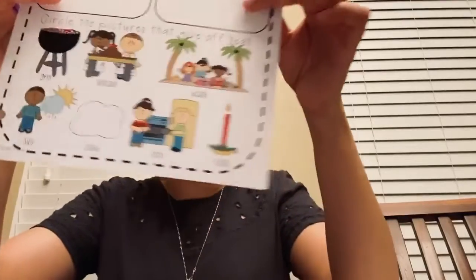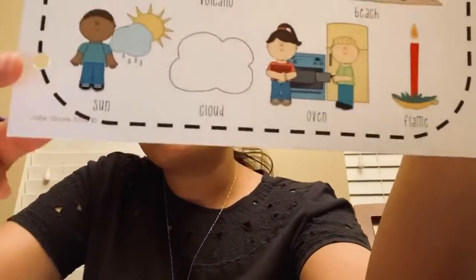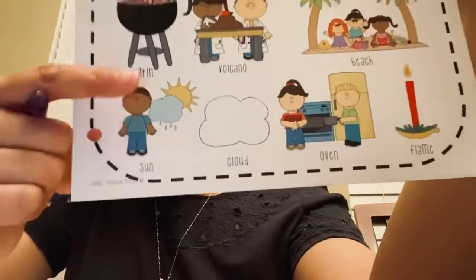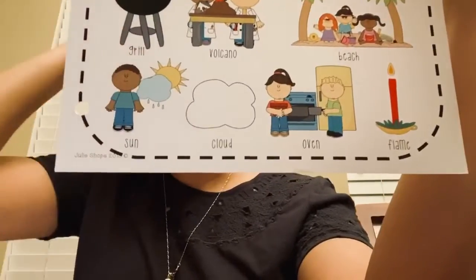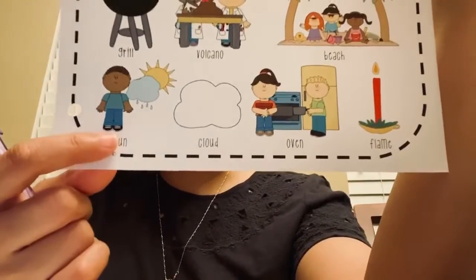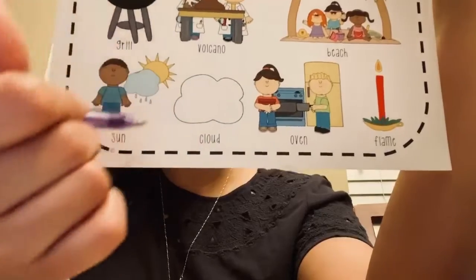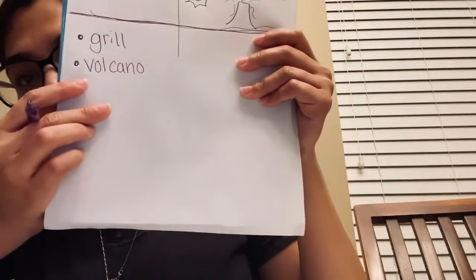So because of that answer, when I move on to my next picture, I see that I have a picture of a sun, and I know that a sun does give me heat. So I'm going to go ahead and circle my image of the sun, or I'm going to write the word sun right down here.